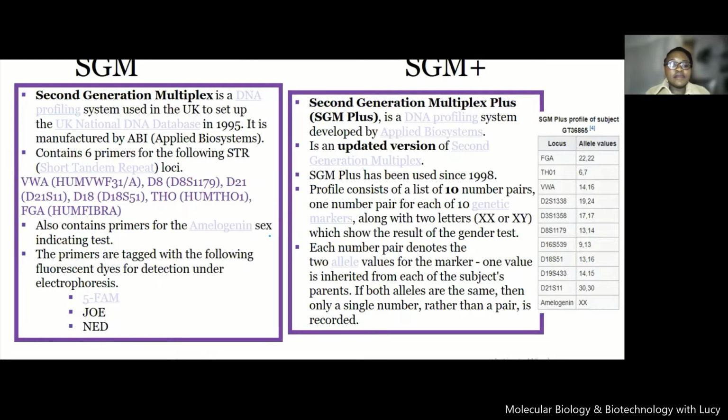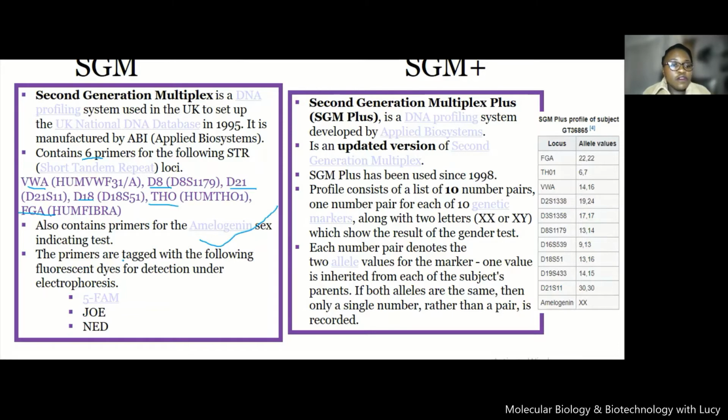So usually there are 2 systems that have been there, which we call the 2nd generation multiplex, that was developed in the UK in 1995. It was manufactured by ABI, Applied Biosystems. At that point in 1995, they were using just 6 primers, so 6 STR loci, and that was this one: VWA, the D8, the D21, the D18, the THO, and the FGA, and then the addition of the amelogenin for sex or gender identification.